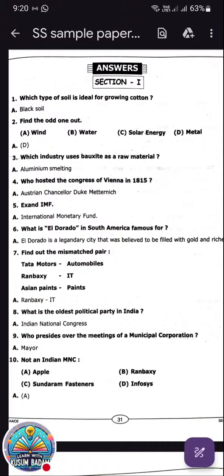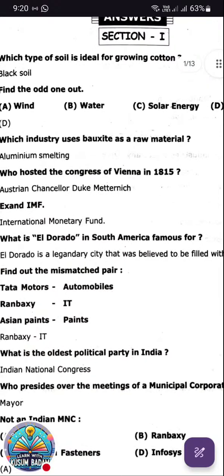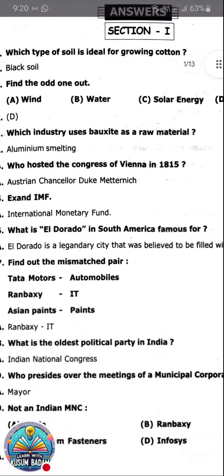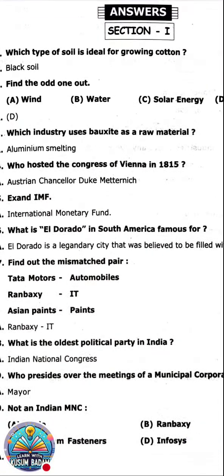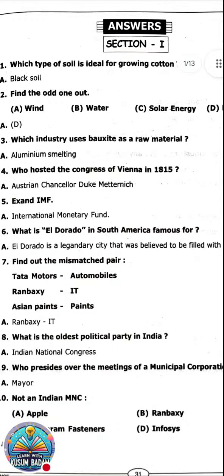Next, who hosted the Congress of Vienna in 1815? So it's Austrian Chancellor Duke Metternich. So here, can you see all the letters clearly or do you want me to reduce the size? Expand IMF. In yesterday's paper also this was there.